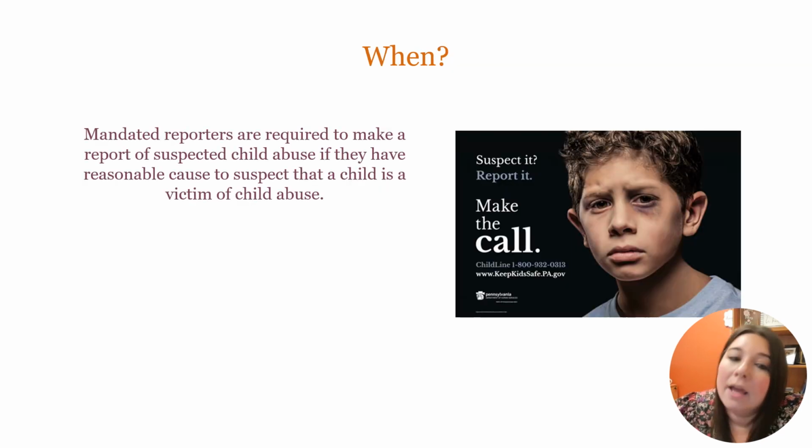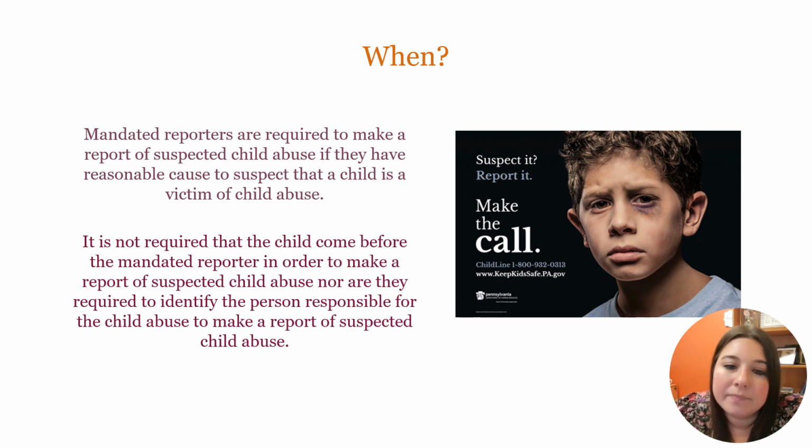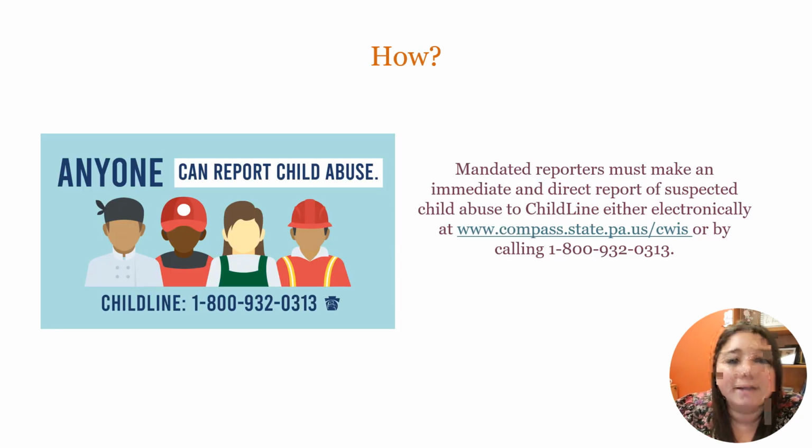So we are required to make a report as soon as we see it. It's not required that the child come before the mandated reporter in order to make a report, and they're not required to identify the person responsible for the abuse, because you may not know. It could be their mom brought them in and the dad's the one abusing them. You really don't know. You don't have to know. You just have to say, hey, this child appears to be abused, and the nice part about it is the investigators figure out who's doing the abuse. It's not up to us to decide.